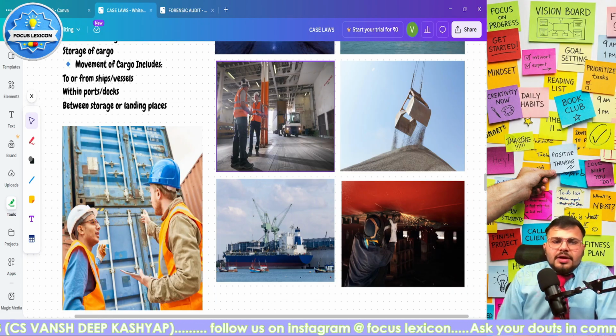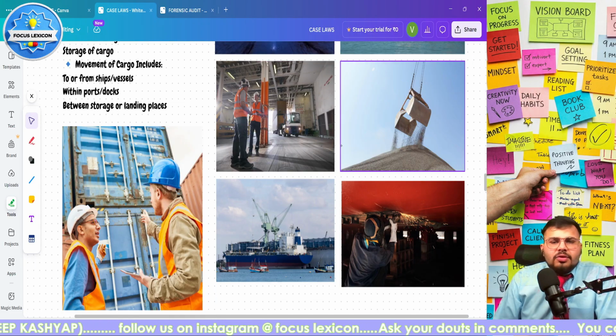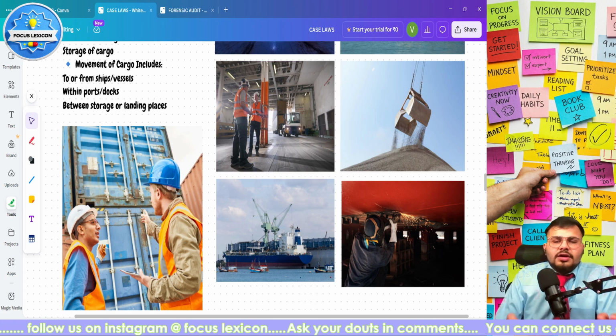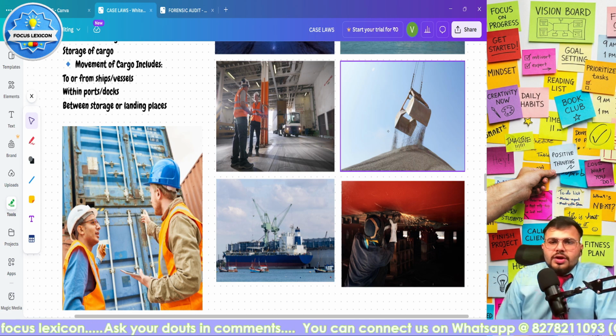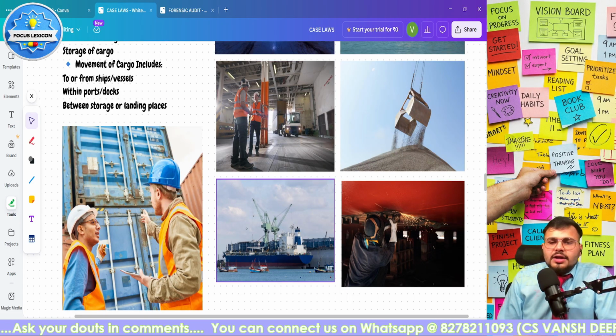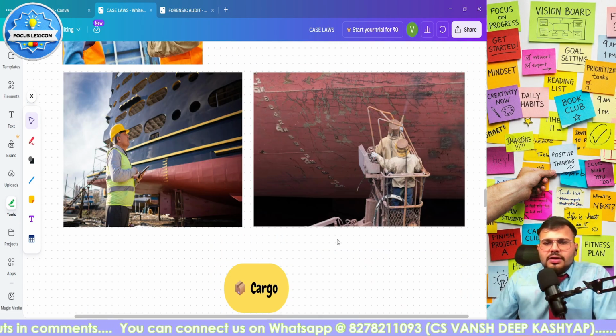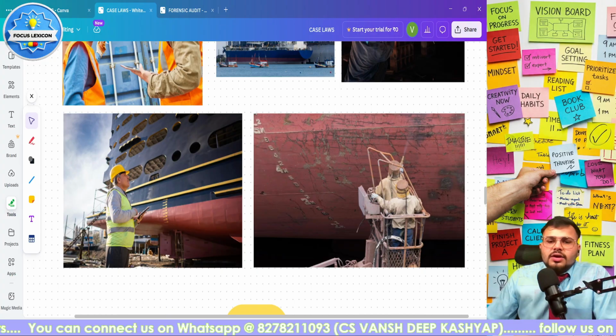All the people employed in this ecosystem are covered under the definition of dock work. Like you are repairing the machinery, loading, unloading, checking, planting, anything is covered under dock work. All this is covered under dock work.